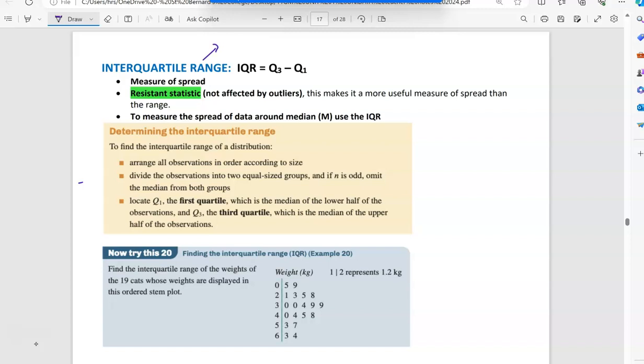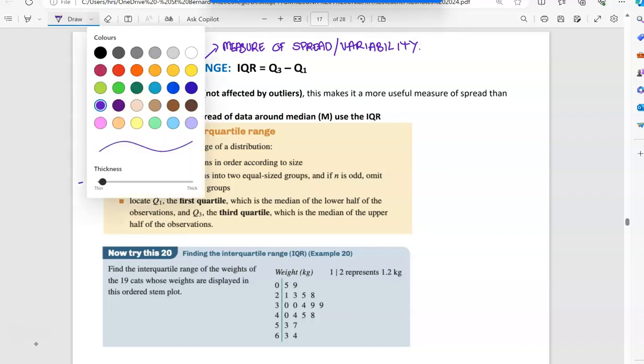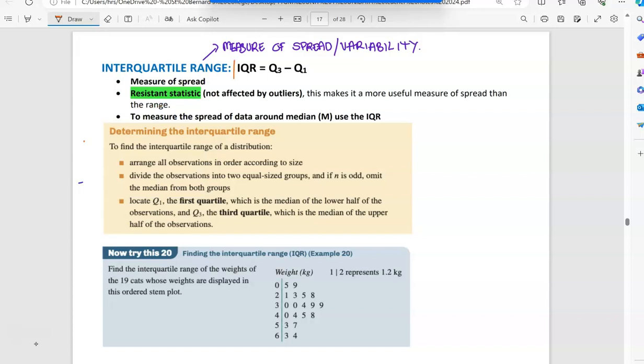So let's just say it's the measure of spread as well, or we like to say variability. It's the same: if it's larger, it's more variable. If it's smaller, it's less variable. Now, the interquartile range is actually a resistant statistic.